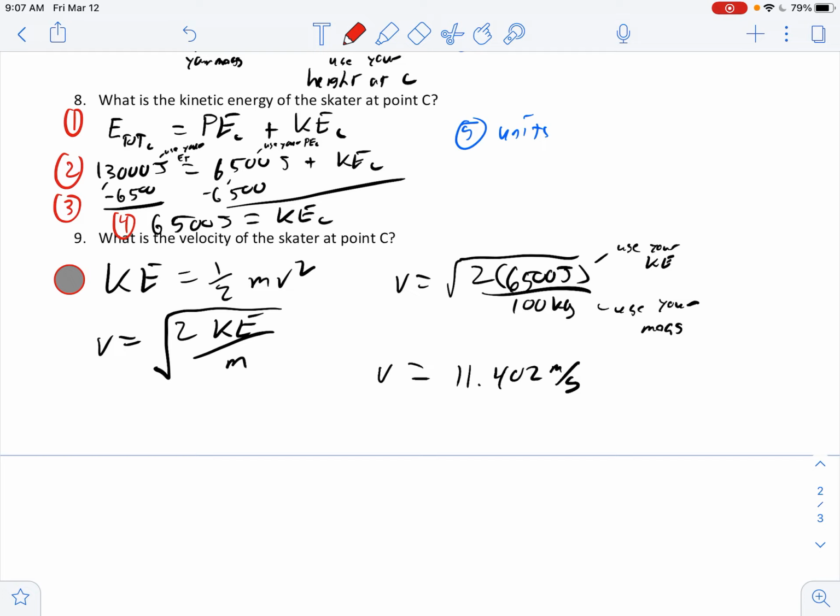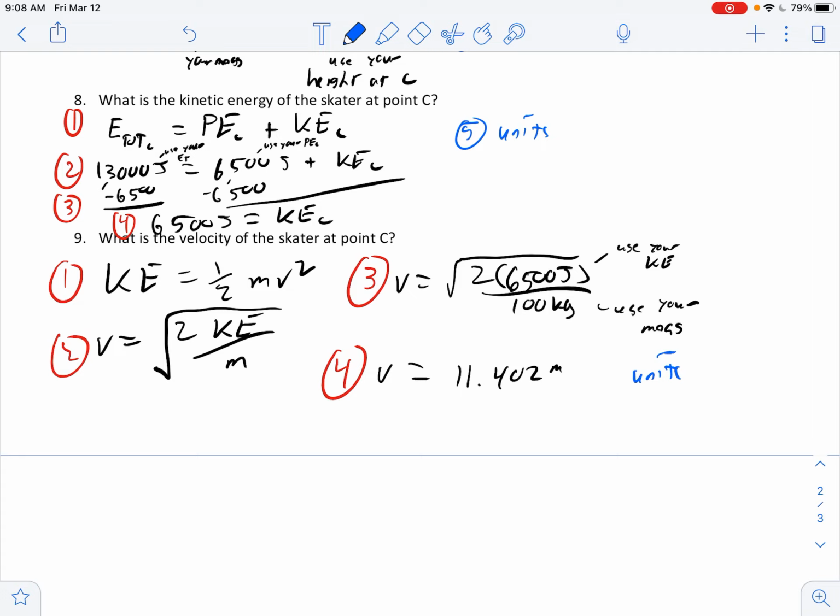So kind of like our, oops. Hey, what happened there? Kind of like our previous case. Okay, we start with our kinetic energy equation, show the manipulation, get the numbers in, get your answer, and then last but not least, units, okay?